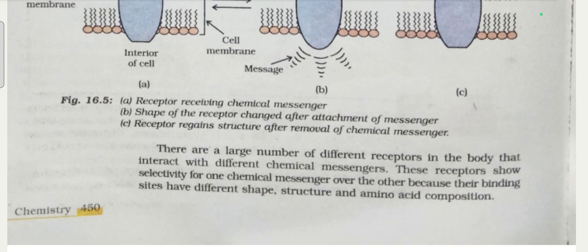There are a large number of different receptors in the body that interact with the different chemical messengers. These receptors show selectivity for one chemical messenger over the other because their binding sites have different shape, structure, and amino acid composition.